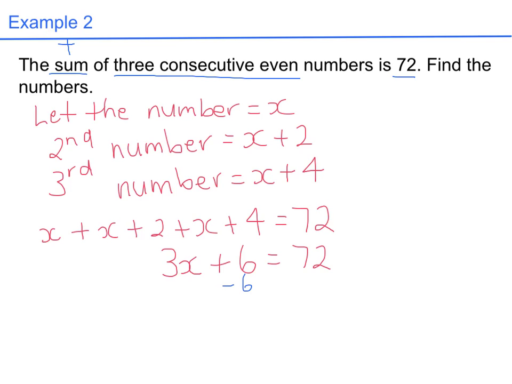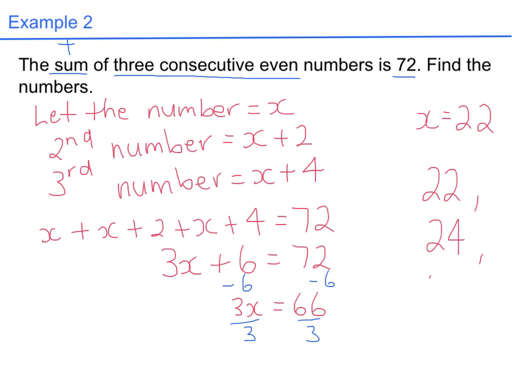We start by subtracting 6 from both sides, leaving us with 3x is equal to 66. And then by dividing both sides by 3, we get our first answer that x is equal to 22. Since we said that this was the first number in our sequence, then that means that our sequence of consecutive even numbers must be 22, 24, and 26.